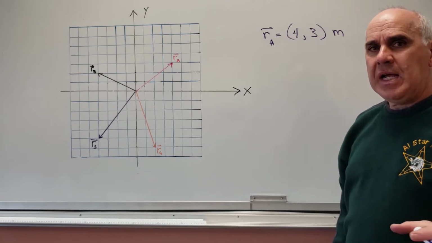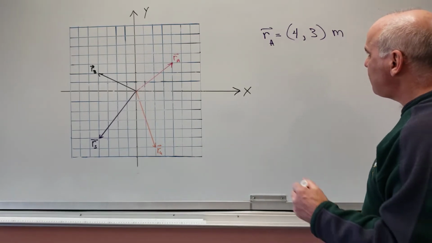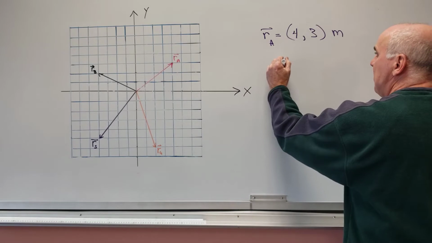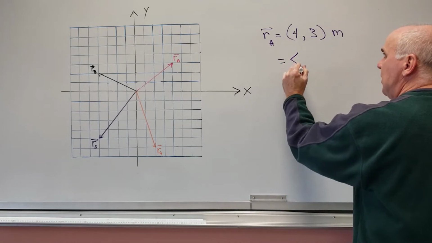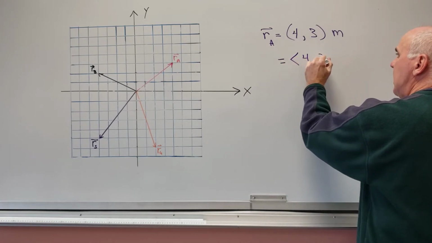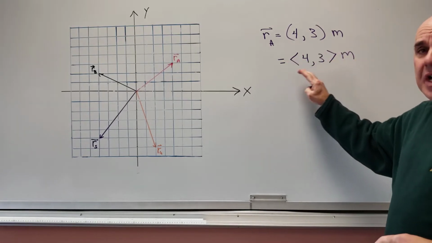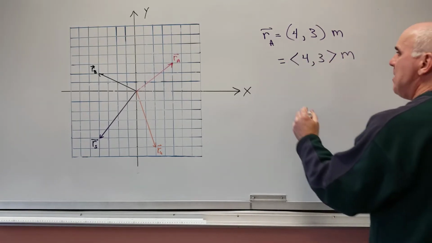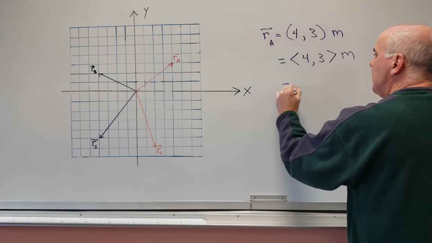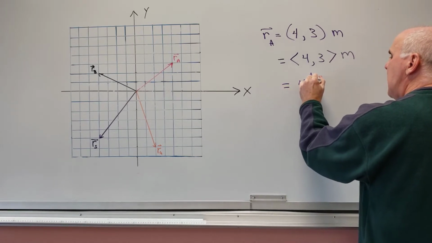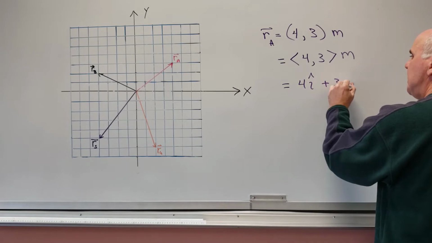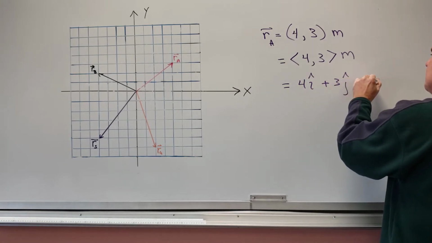But oftentimes I want to write this a little bit differently. I might write it this way with angle brackets, 4 and 3, and then put meters in there. That's very common. But another way I might write this is 4i hat plus 3j hat meters.